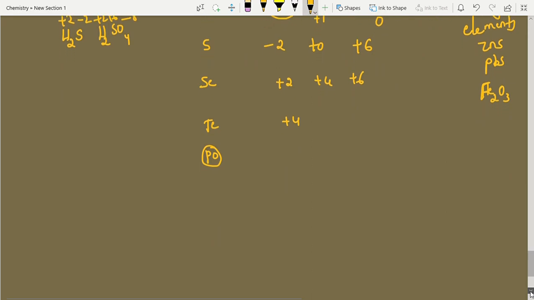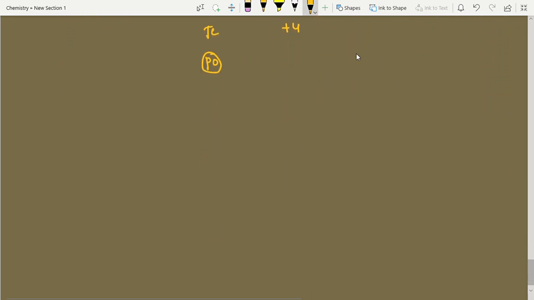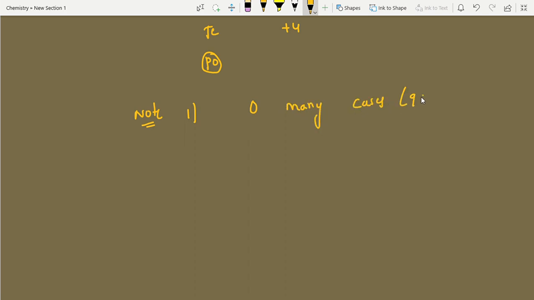But here the most important point is oxygen. Let me write note points. Note point 1: oxygen, in many cases, that is 90% of cases, shows the -2 oxidation state. Example, H2O. Each oxygen -2, each hydrogen +1.